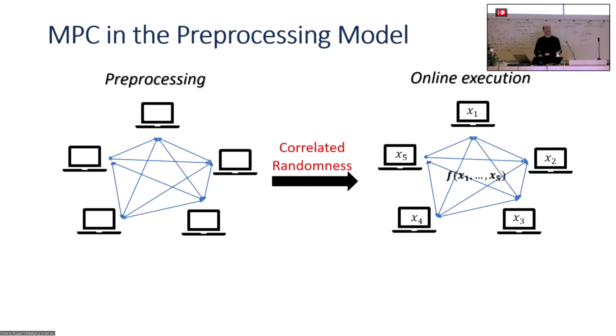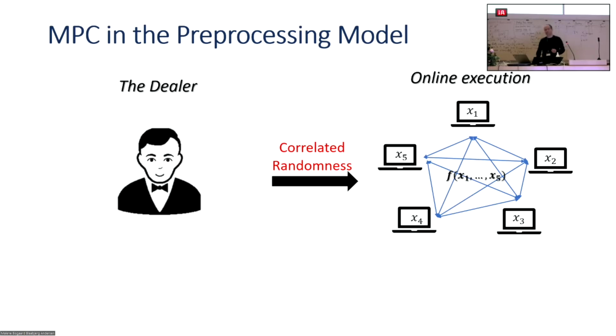Now we know that a very popular approach in the dishonest majority setting is to work in the preprocessing model. In this model, the computation is divided into two phases: an offline phase and an online phase. In the offline or the preprocessing phase, the parties generate correlated randomness, and in the online execution, they consume this correlated randomness to compute the desired functionality.